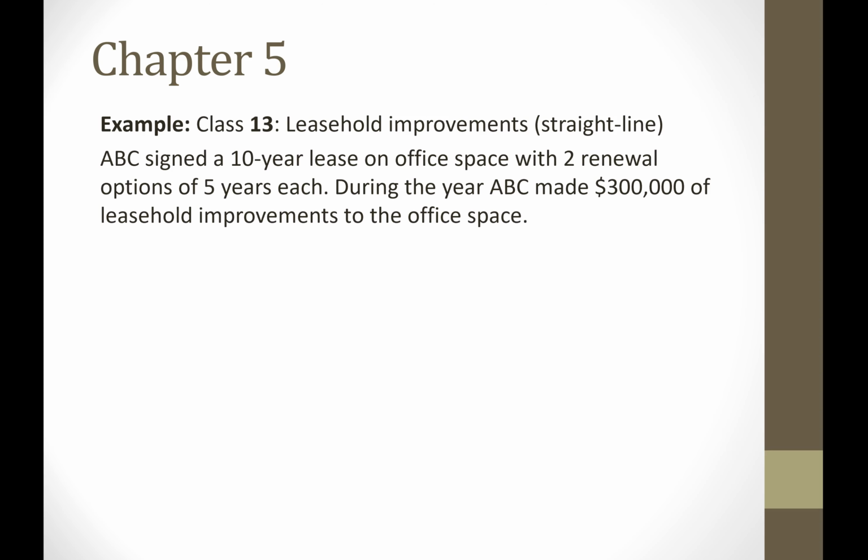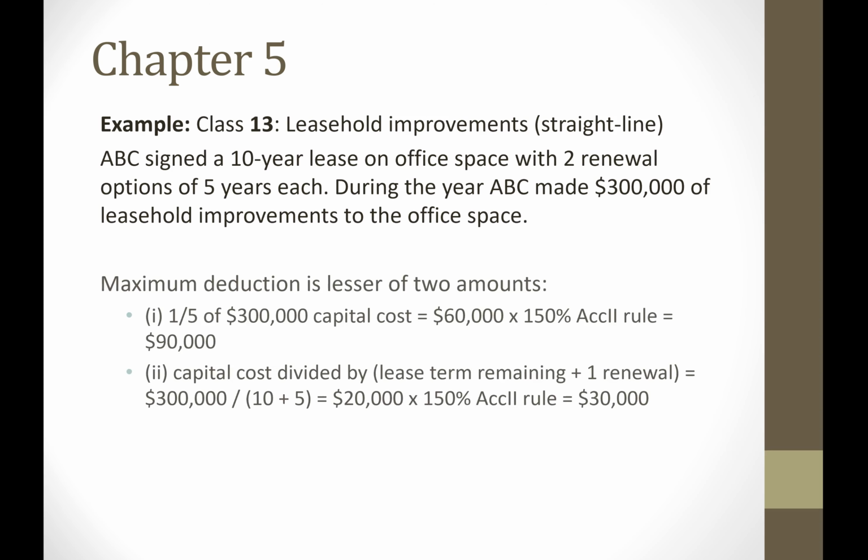Now, Class 13 is calculated using straight line, and we said earlier that the maximum deduction is the lesser of 2 amounts: 1/5 of the capital cost, which is $300,000, or the capital cost divided by the lease term plus 1 renewal period. So let's actually look at the first calculation here. 1/5 of $300,000 is $60,000. Now, because of the accelerated investment incentive, we can multiply that by 150% to get $90,000.